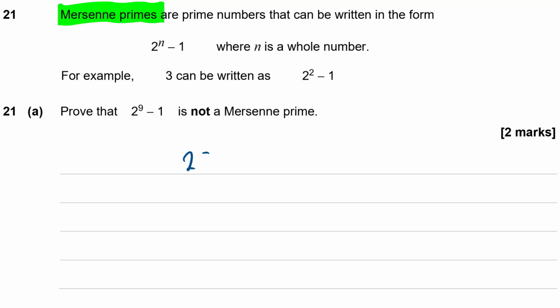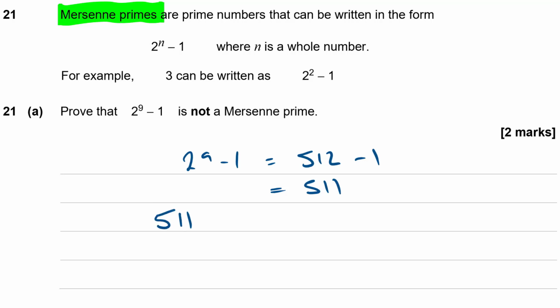So 2 to the 9 minus 1 is 512 minus 1, which is 511. Is that not prime? Well, if 511 is a prime, then it's clearly a Mersenne prime, but is it a prime? Can you think of any numbers that multiply together to give you 511? Well, I don't know actually. Let's see if we can find out.